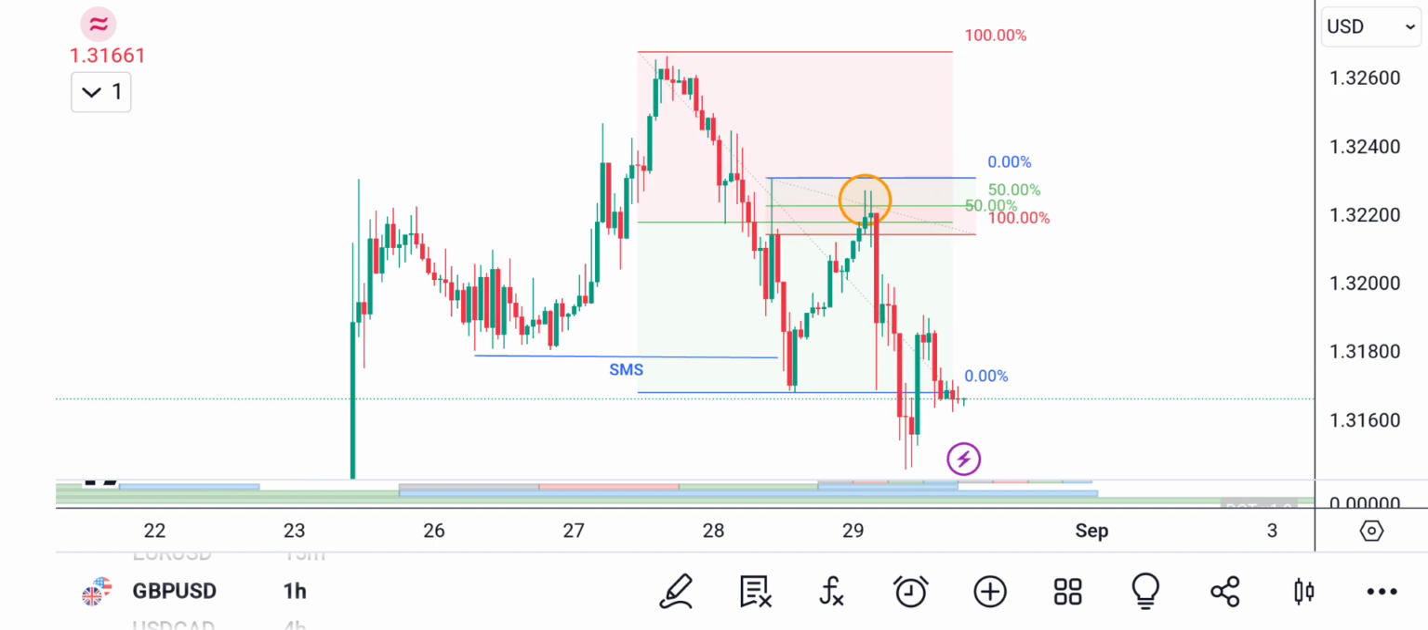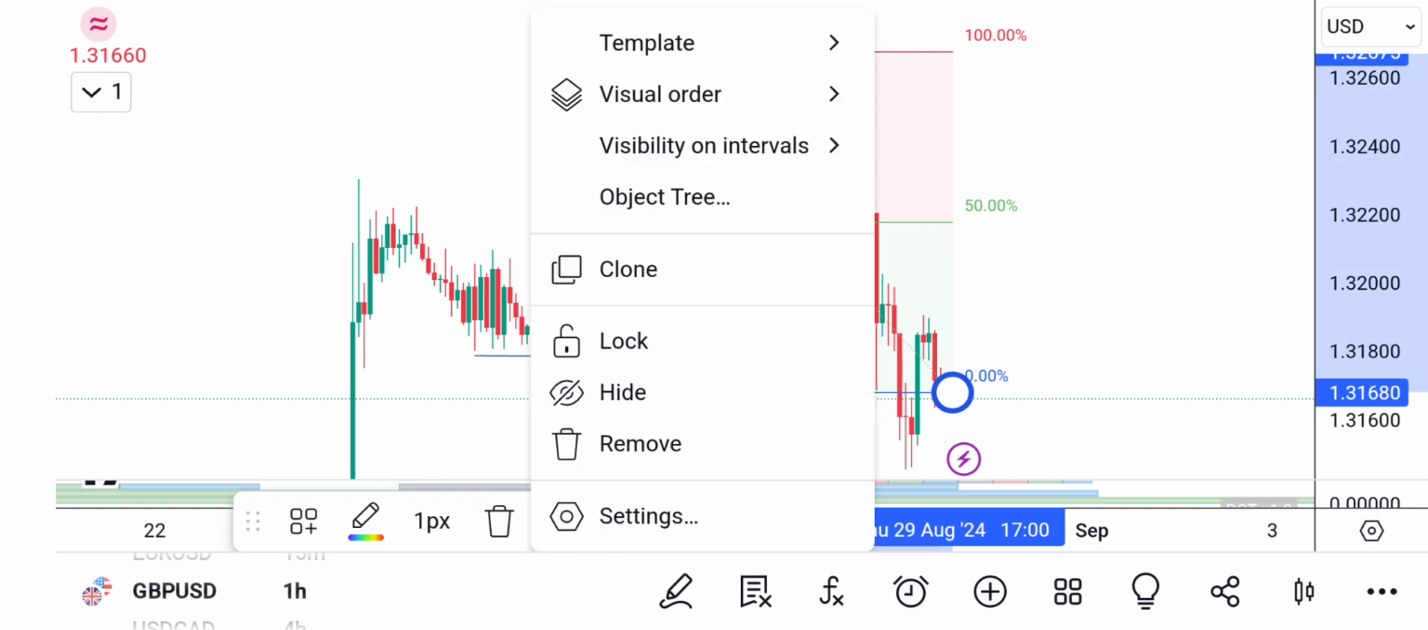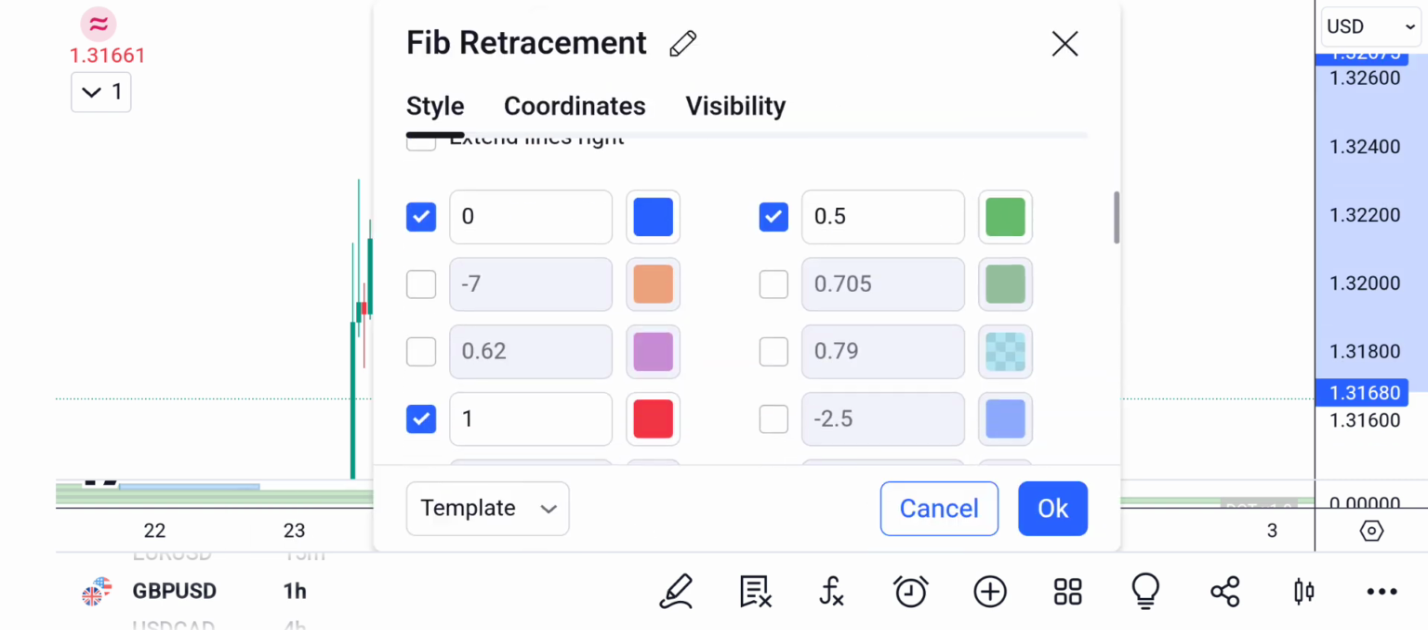Now if you do not look at that wick, let's say you do not look at that rejection block, you can decide to toggle on your optimum trade entry levels. Let's start with 62%.